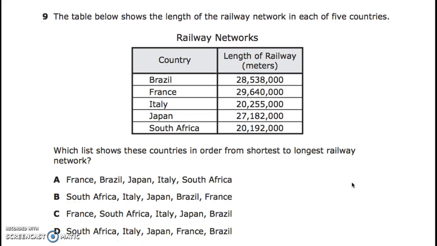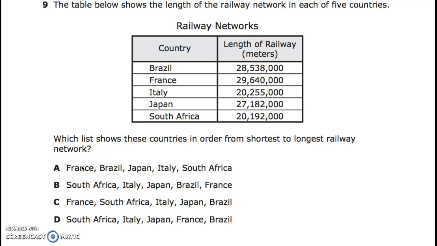Number 9. The table below shows the length of the railway network in each of 5 countries. Railway networks, country, length of railway, meters. Brazil, France, Italy, Japan, South Africa. Which list shows these countries in order from shortest to longest railway network?